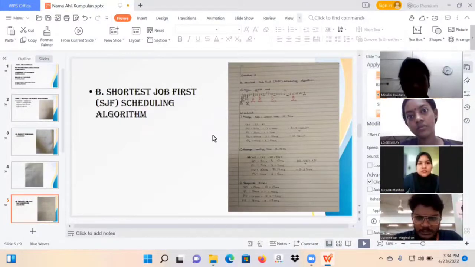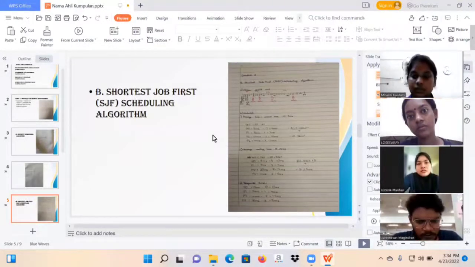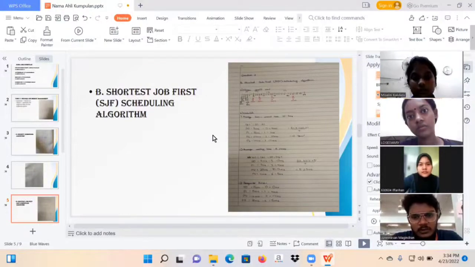So move to question B1. Average turnaround time is 10.75 milliseconds. For the formula, turnaround time is ET minus AT. Process 0, 5 millisecond minus 0 is equal to 5 milliseconds. Process 1, 8 millisecond minus 1 is equal to 7 milliseconds. Process 2, 22 millisecond minus 2 is equal to 20 milliseconds. And process 3, 14 millisecond minus 3 is equal to 11 milliseconds. For the average, we total all the answers divided by 4, which is equal to 10.75 milliseconds.